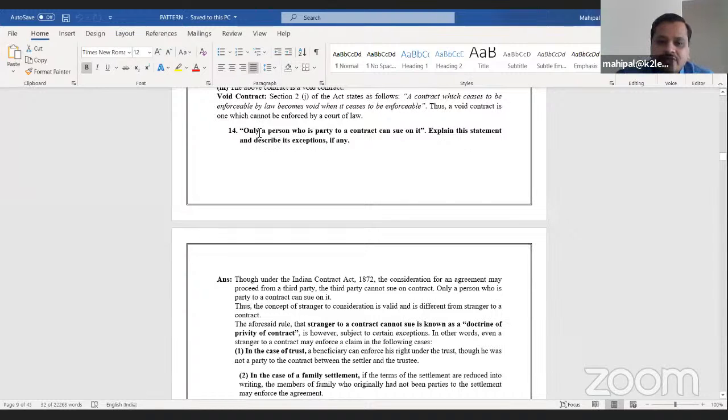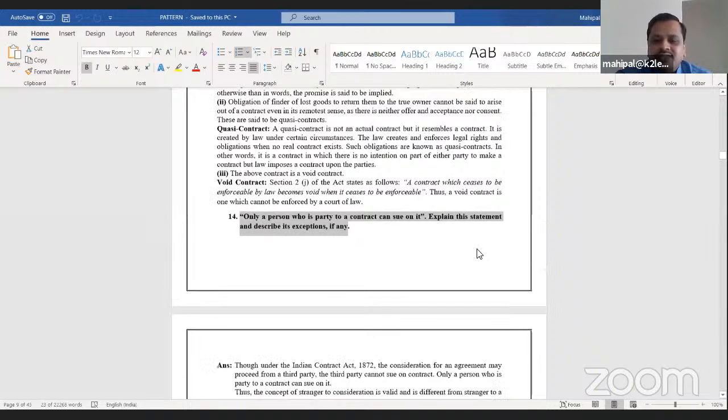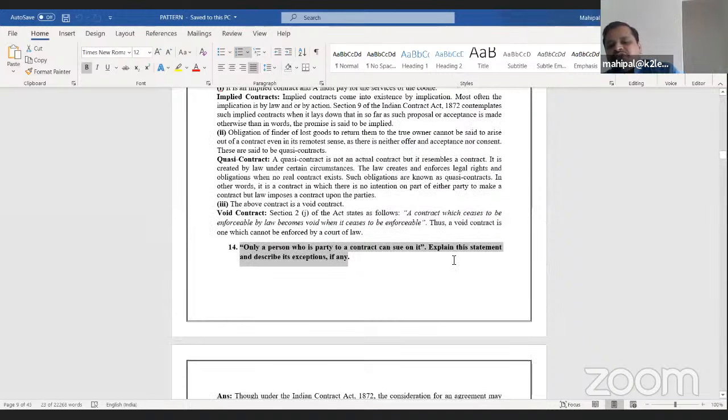Only a person who is party to the contract can sue. Explain this statement and describe its exception, if any. Nagasmita is asked, sir, can it be an agreement to sell? Beta, what was the question? Question was, what is the type of contract? And when the question is, what is the kind of contract, can you talk about, is it an agreement to sell? Answer is no, beta, you cannot do that.